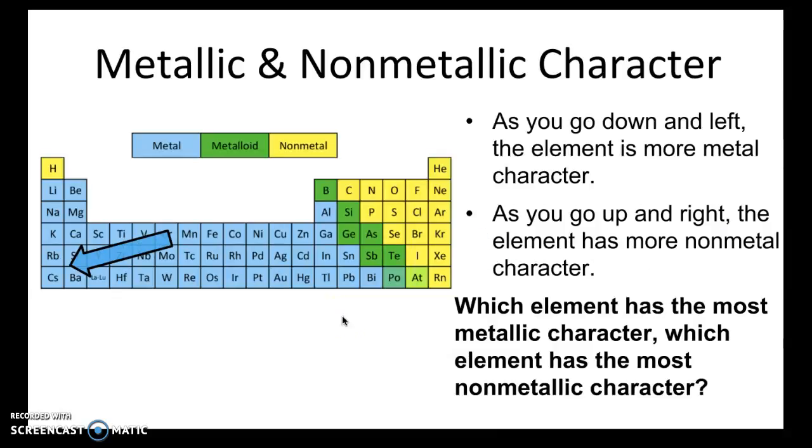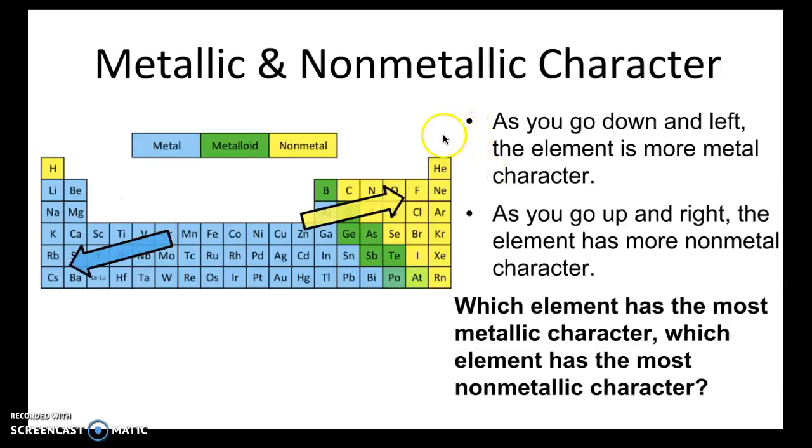Okay, so for the most metallic character, it's going to be the element that's in this corner here, cesium. And the reason for that is because as you go to the left and down, you have the most metals, and so this one will have the most metallic character. On the other hand, for the non-metal, you may have chosen helium because you're thinking, oh, this one is the most up and the most right as your non-metal, but actually it turns out it's fluorine.